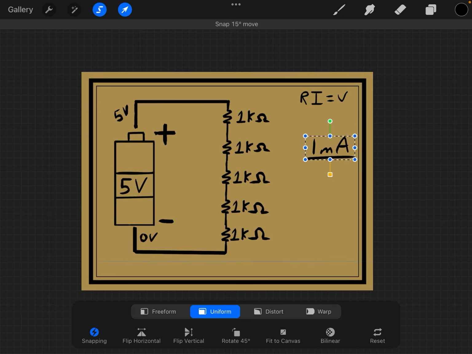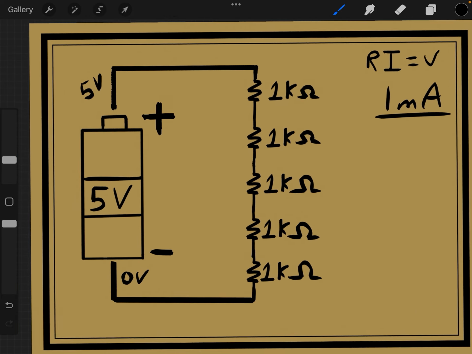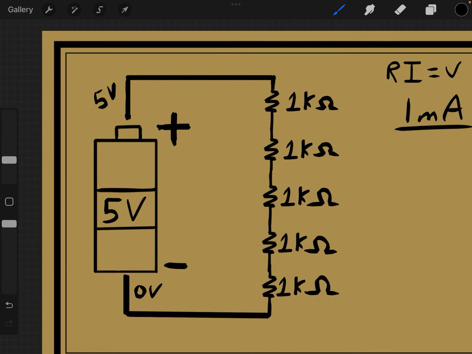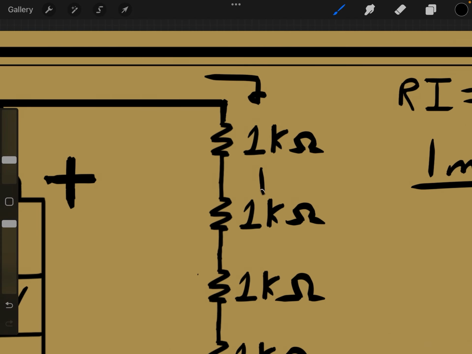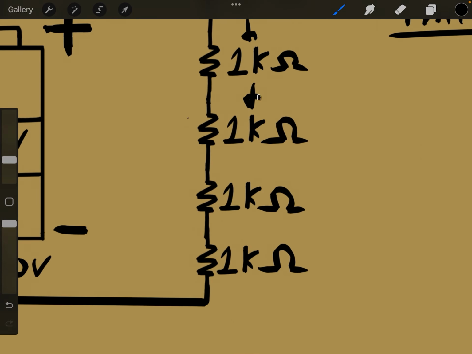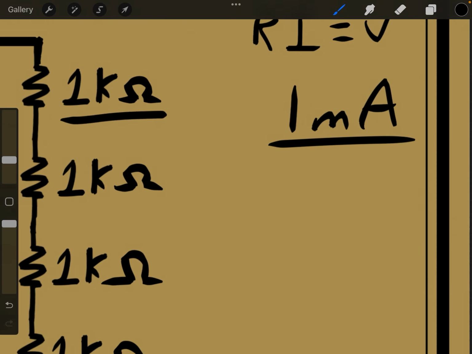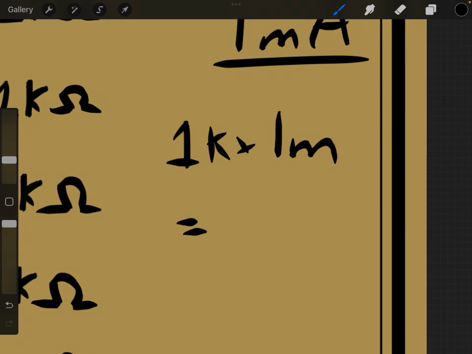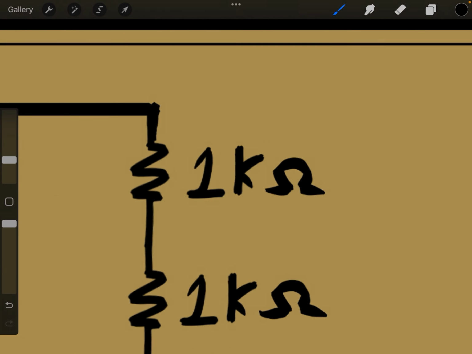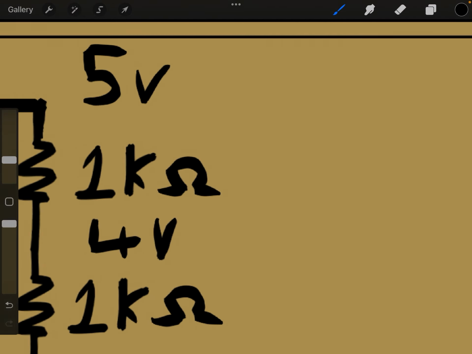So using this value of 1 milliamp, which we found before, and which we know has to go through the entire circuit because of Kirchhoff's current law, the current going in has to be equal to the current going out, here, in here and out here. It has to be equal across the whole circuit because it's a straight line. If we take the value of this resistor, 1 kilo ohm, and multiply it by 1 milliamp, that's simply going to equal 1 volt. That means that across this resistor, the potential energy goes from 5 volts to 4 volts because there's a difference of 1 volt.